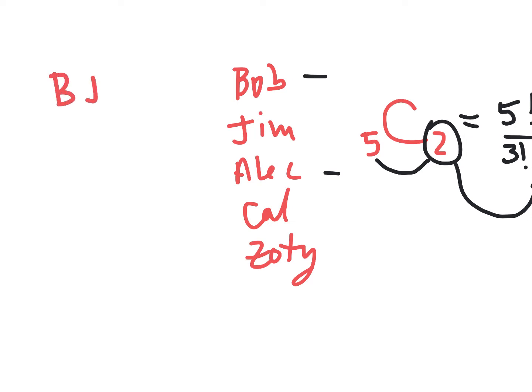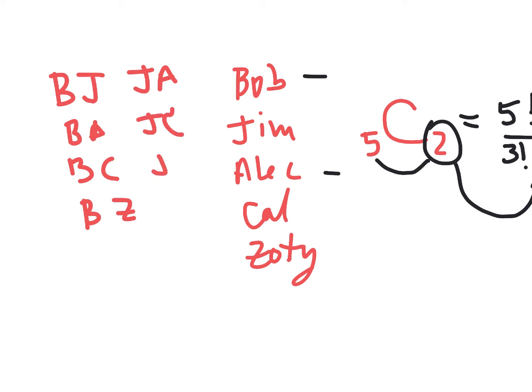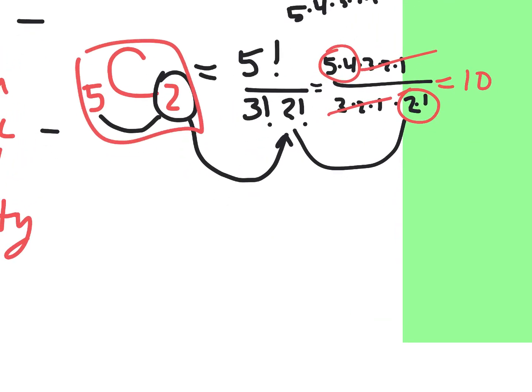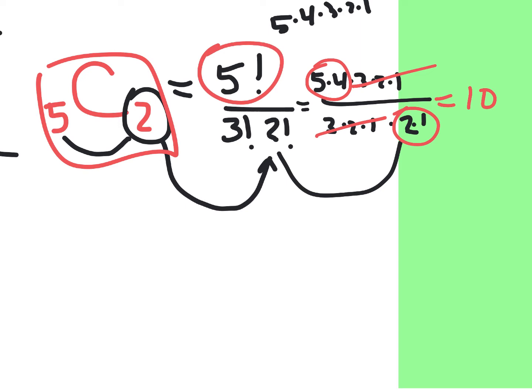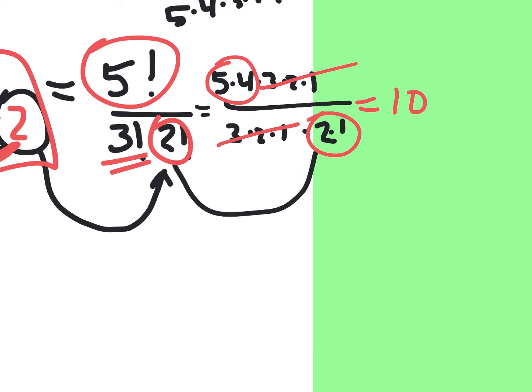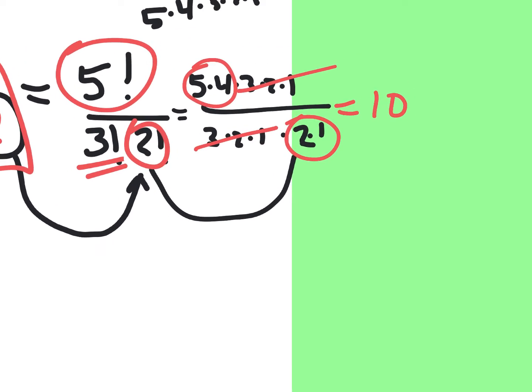You know, there's Bob and Jim. There's Bob and Alec. I could take out Bob and Cal. I could take out Bob and Zodi. Or I could take out Jim and Alec. I could take out Jim and Cal. I don't think you need to see me list all of them, but I think you get the idea. So 5C2 is done with a 5 factorial, a 3 factorial because of this minus this, and a 2 factorial. They simplify, you get 10.